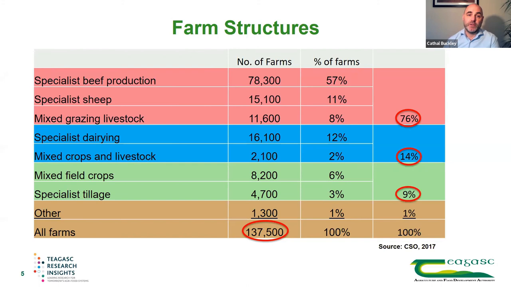About 9% of farms fall into the arable type category, where they're growing cereals or arable crops. And a further 1% are in other categories, your pigs, your poultry, your horticulture, and so on. So the vast majority are in the livestock rearing class or category.